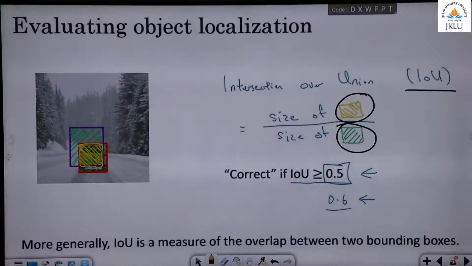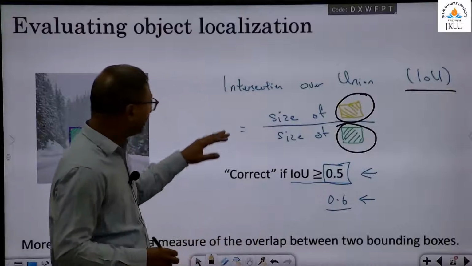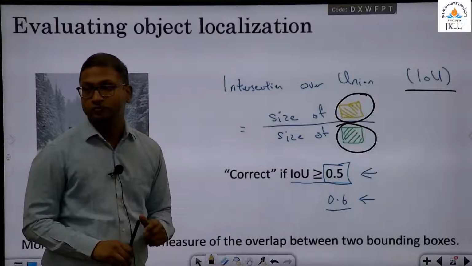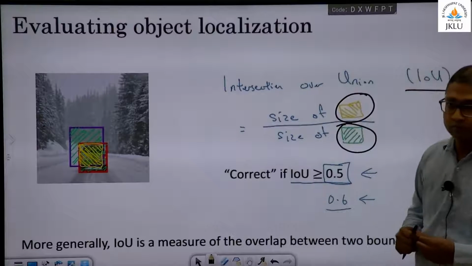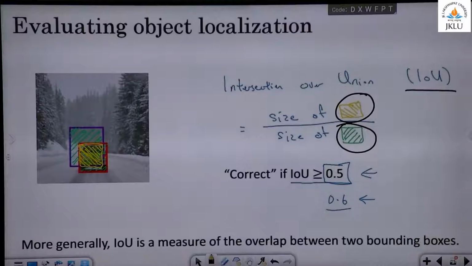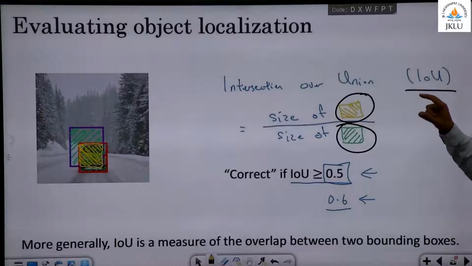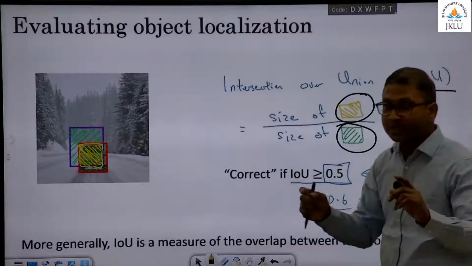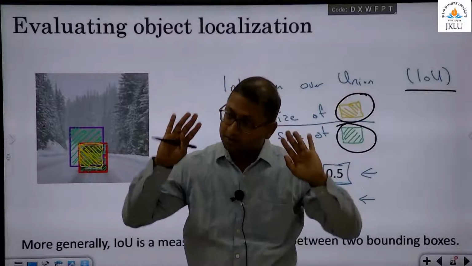Okay, so then let's continue with this. Why do you need IOU? So you will get two different bounding boxes for the same one. And what do you need to decide? You need to decide whether these bounding boxes capture different objects or is it the same object.